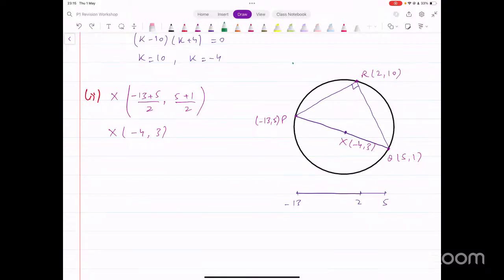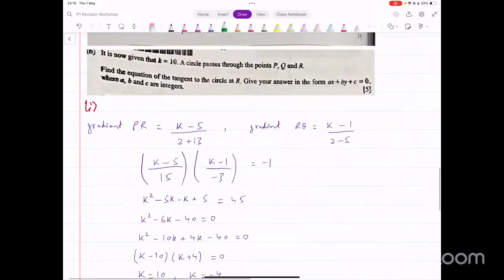The gradient of the tangent would be the negative reciprocal of that. Put that in y minus y1 equals m into x minus x1, and you would get the result, right? The rest you can do after this. You have to find the equation of the tangent.